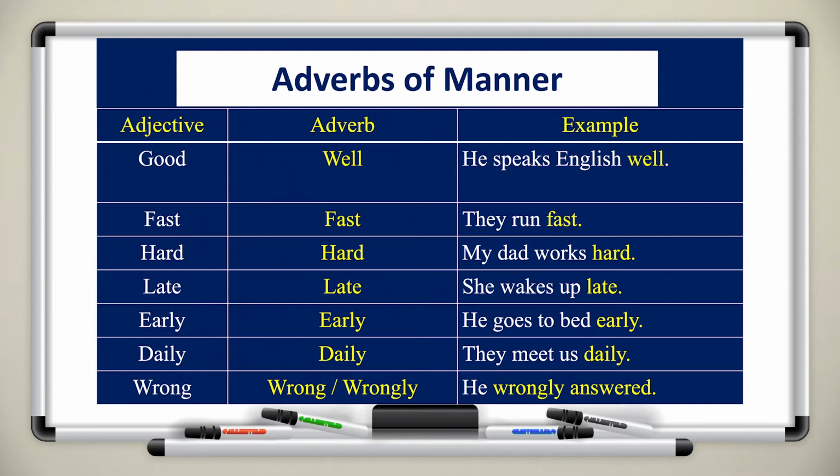Another irregular adverb is fast. Fast stays the same, so we just say fast. The same goes for the rest of the adverbs. Here you have hard, late, early, daily, and wrong. They all stay the same.